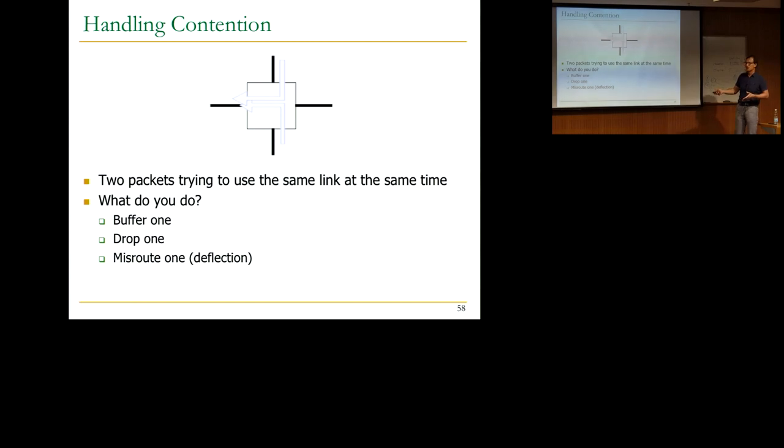And of course, once you misroute, you run into this livelock issue that we'll talk about. So there are clearly trade-offs between these. And we're going to examine, especially misrouting soon, because this is something that has not been examined as much. The mindset in interconnection networks for a while was everything has to be buffered. And we're going to challenge that mindset.